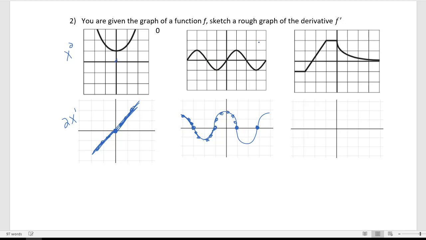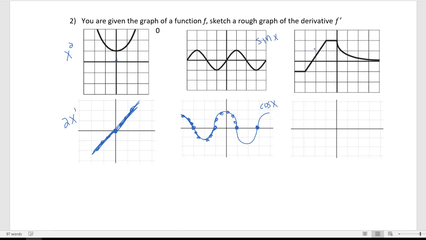This graph is actually the graph of the sine function. And notice this graph is the graph of the cosine function. So when we do the shortcuts, we're going to make the connection that the derivative of sine is cosine. The derivative of a polynomial is another polynomial with the power reduced by 1.